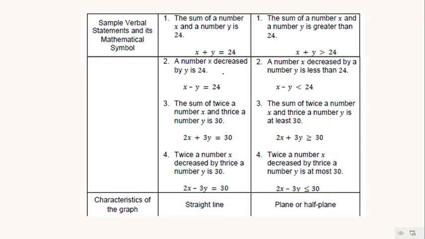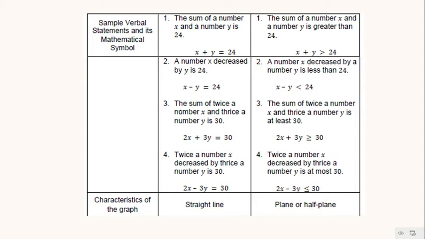Same with number 2, a number x decreased by y is 24. So, yung ating symbol for linear equation is equal. So, pagka nakita natin ang word na is, that is usually the equal sign. So, dahil decrease siya, so minus yung ginamit na symbol. So, pagka naman sa linear inequality yan, so we have here less than. So, ito yung symbol na ginamit.